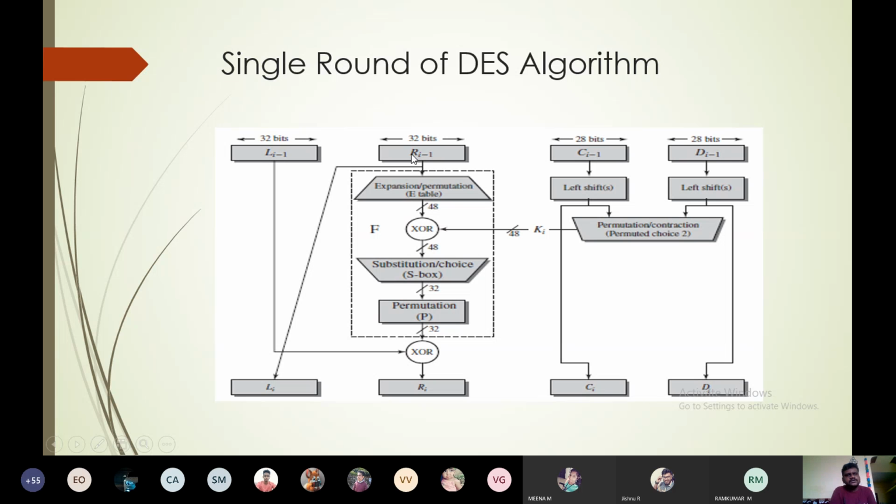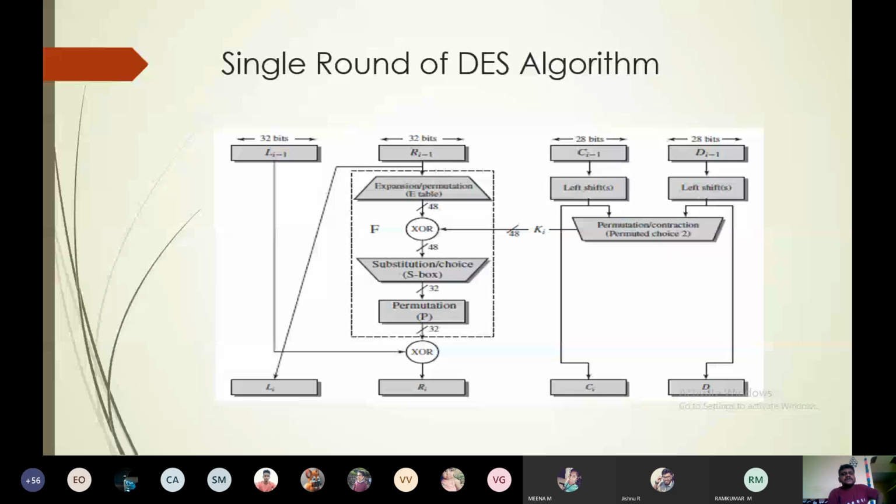So what happens in R(i-1)? In this R(i-1), the permutation expansion is going to happen. The given 32 bits are expanded into 48 bits. How does that expansion happen? I can add some more bits in the gaps. There will be gaps within that 32 bits, and I can add 16 bits in those gaps. Now that 32 bits is expanded into 48 bits. So here is the 48 bits. Clear?